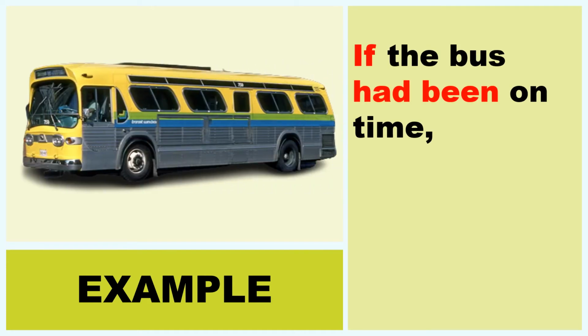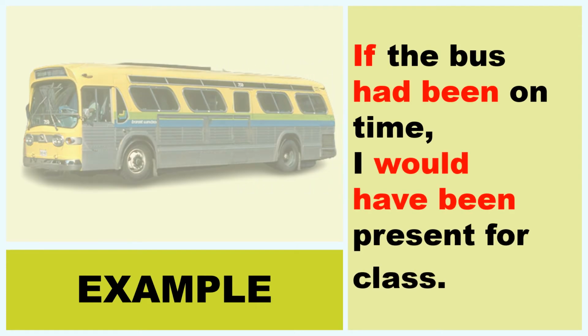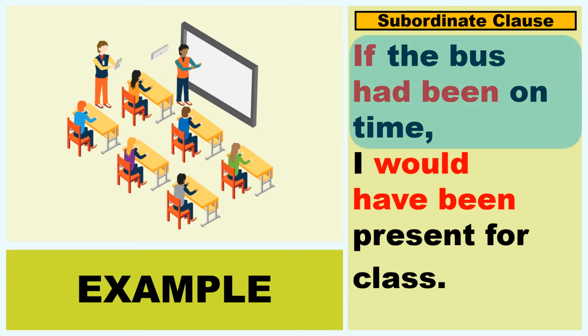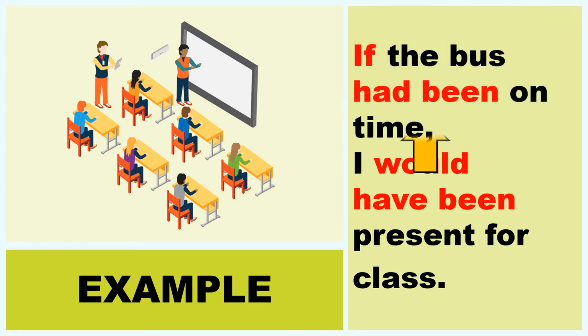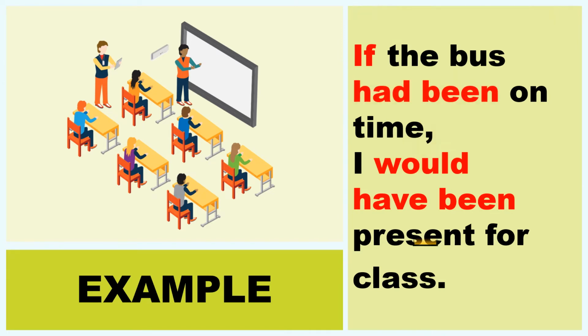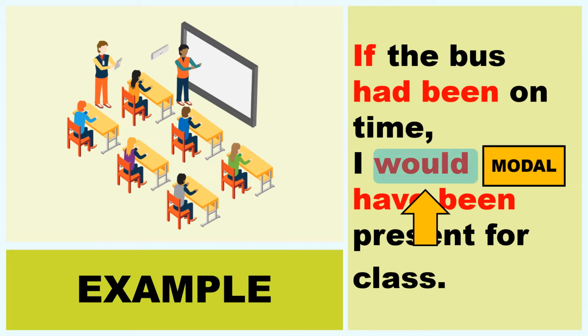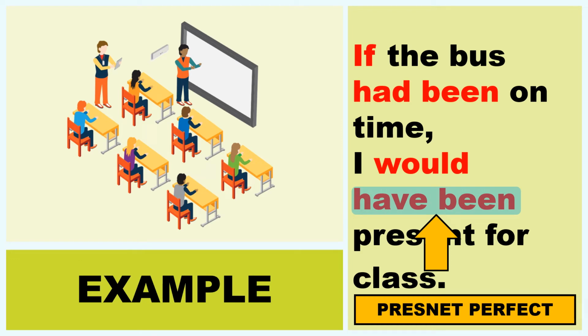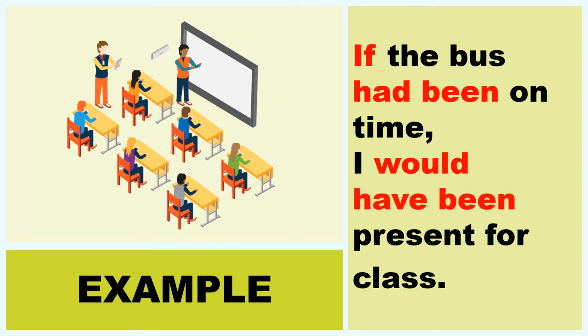Let's take a look at an example. If the bus had been on time, comma, I would have been present for class. We have two past events. We have "if," which shows that this is a subordinate clause, and we have "had been" as the verb in there, which shows that it's past perfect, an action that took place before another past action. In our independent clause, we have the modal "would," and then we have "been," which shows an action that took place in the past and continued to or has an impact on the present.